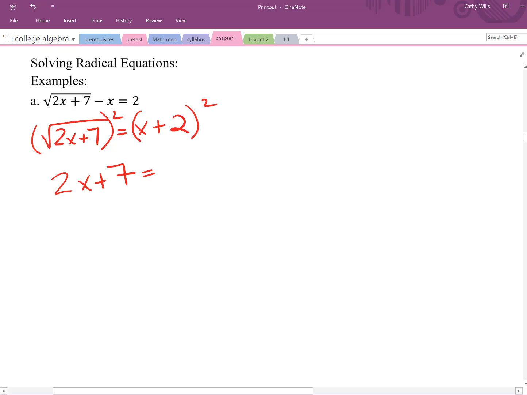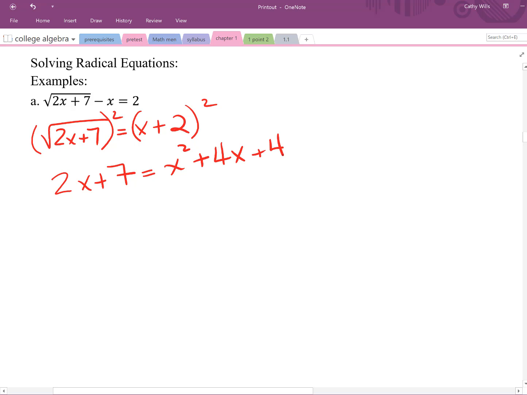on the left side. On the right side, you have to multiply x plus 2 times x plus 2. It's not equal to x squared plus 4. That's not how this works. X plus 2 quantity squared means multiply x plus 2 times x plus 2. FOIL it out, add the like terms. You're going to get x squared plus 4x plus 4.